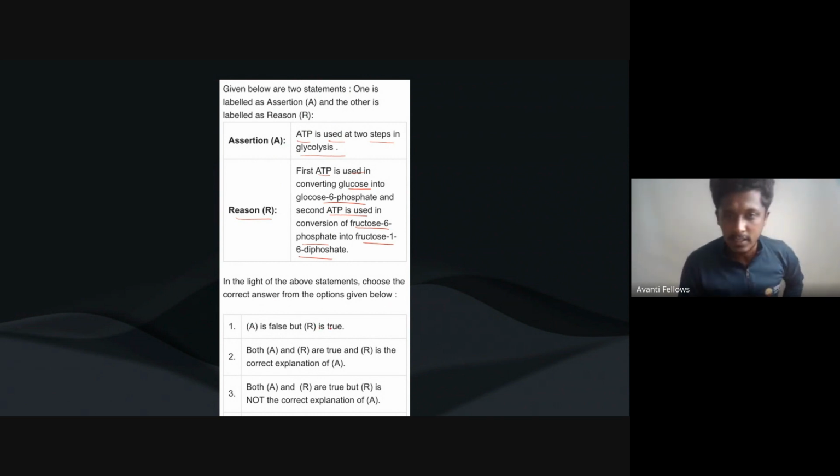Assertion is false, reason is true. Both assertion and reason are true, and the reason is the correct explanation of assertion. Assertion and reason both are false. Both assertion and reason are false, and the reason is a wrong explanation of assertion. So these are the options. Okay, so I'll give you 1 minute to answer this question. So let's see.